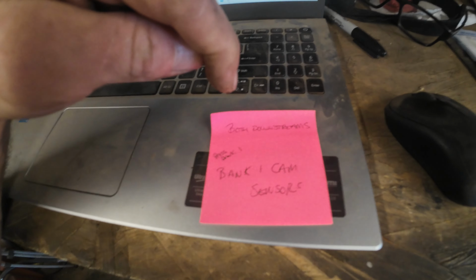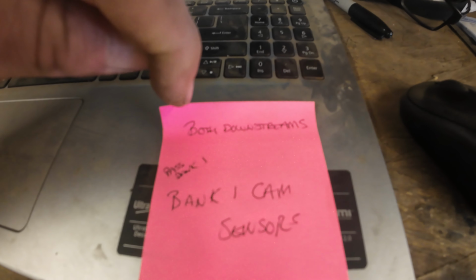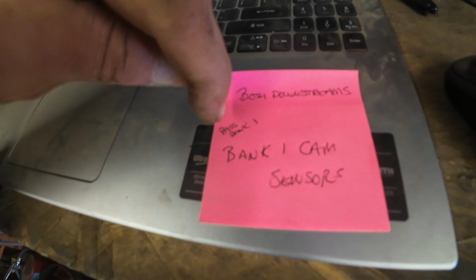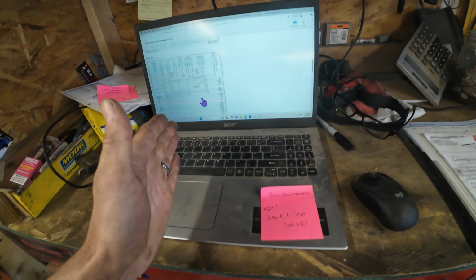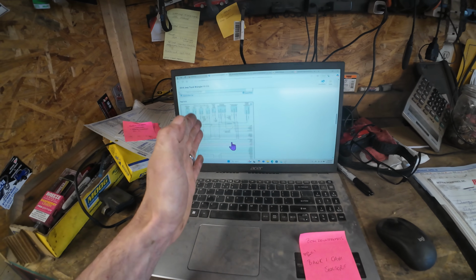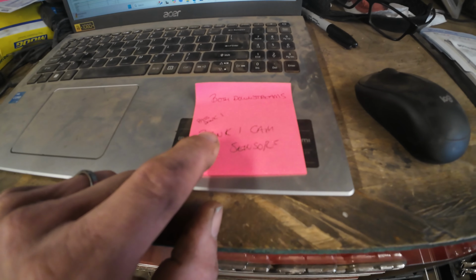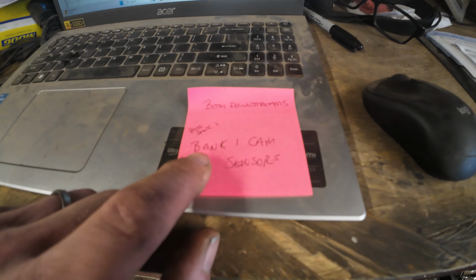And so I took some notes for you guys. Anyways, what I was going over there, both downstream O2 sensors are setting codes. Bank 1 is the passenger bank, so that's going to be the passenger side of the engine. So if we're looking at the engine bay from the front, passenger side of the engine bay, that's bank 1. And it's bank 1 cam sensors, intake and exhaust, is what we're setting the codes for. So if you know anything about these, there's only one cam sensor for each bank, even though that's setting an intake and exhaust code. One cam sensor sits right between the cams, measures intake and exhaust at the same time.